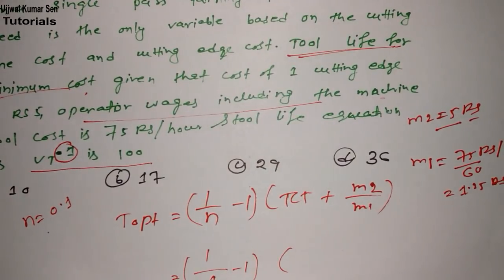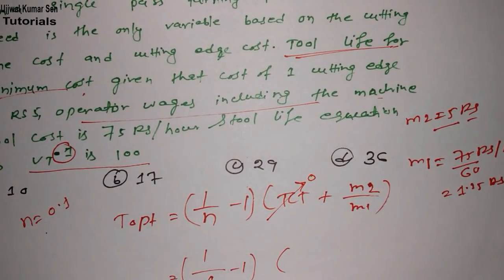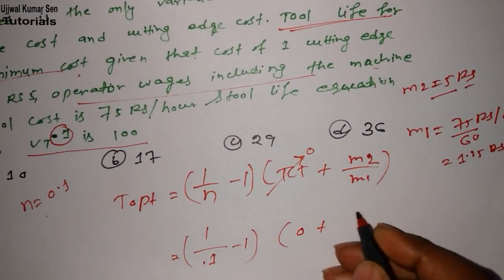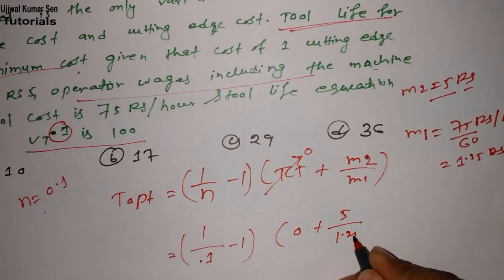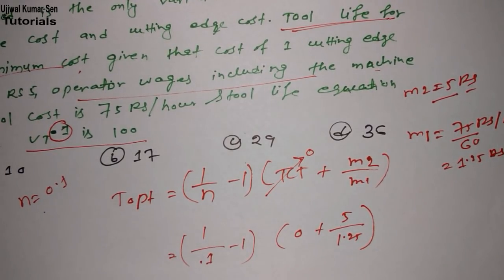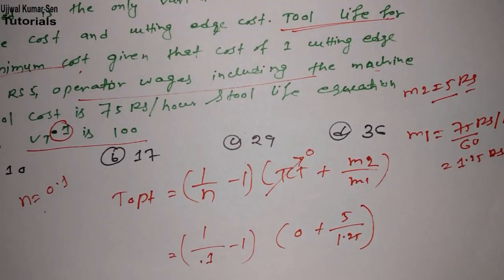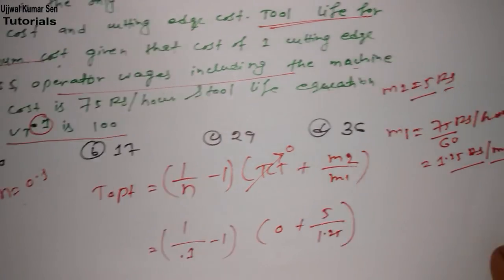Got it? Okay. So we are not given any value of TCT, so TCT equal to 0. Just put 0. M2 is given as 5, and M1 is 1.25. Got it? I hope till now you are getting each and everything. We do not do anything because tool changing time is not given in the question. That's why we are considering it as 0. Now M2, that is 5 rupees, we have taken as it is. M1 is 75 rupees per hour. As I shared earlier in the video, you have to convert rupees per hour into rupees per minute to get the right answer. So we did that, and by using a calculator we got 1.25 rupees per minute.